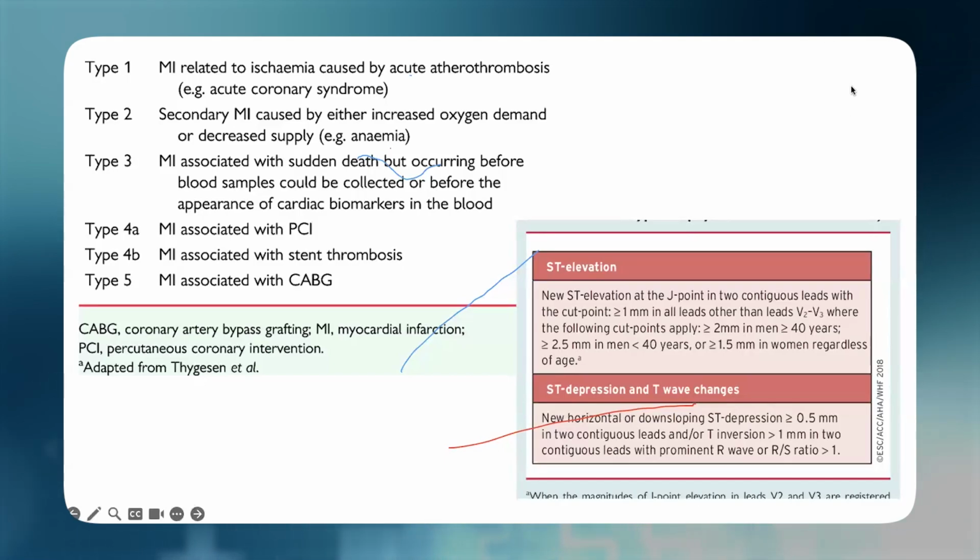The value of rise of troponins is different. It's 5 times in PCI and 10 times in CABG. Just remember that much. You can go through the main big definition, which will give you more clarity.